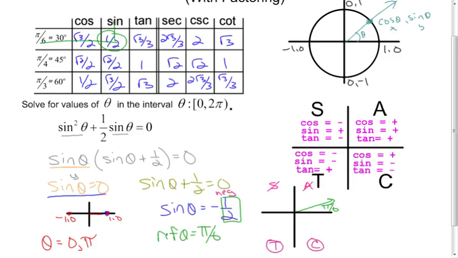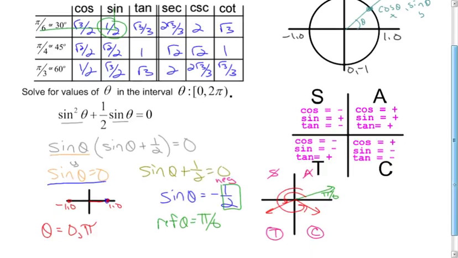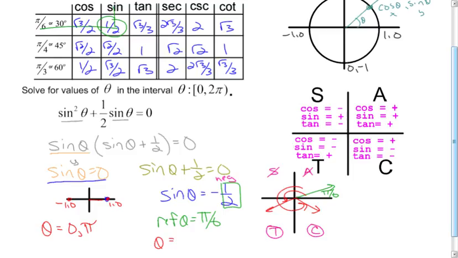I don't want that quadrant. Okay, so I'm going to draw two reflections of that angle. First one in quadrant 3, next one in quadrant 4. So the theta values here that I want are going to be 7 pi 6 in the third quadrant and 11 pi 6 in the fourth quadrant.